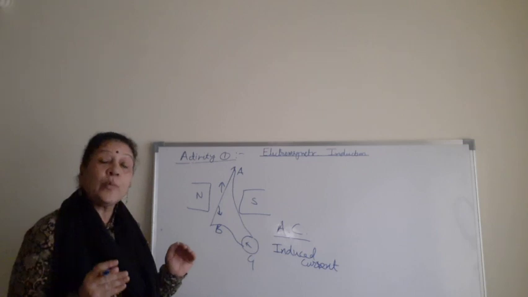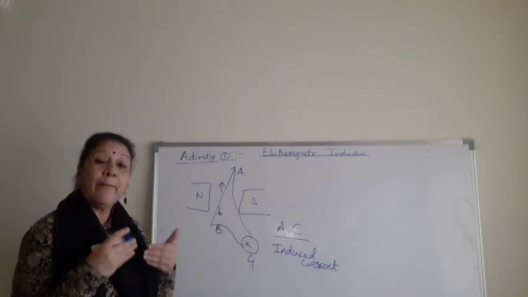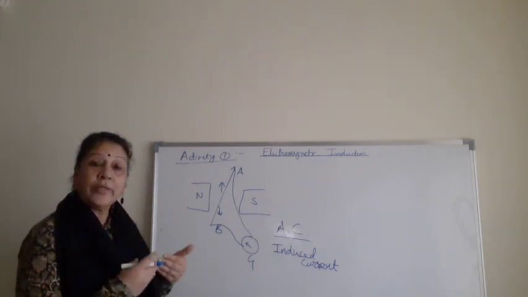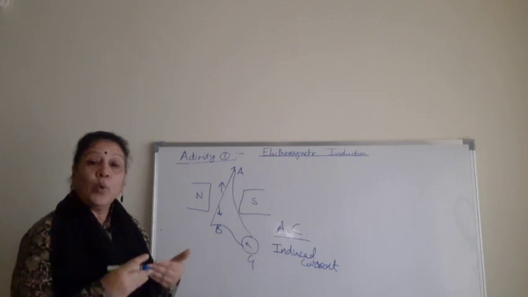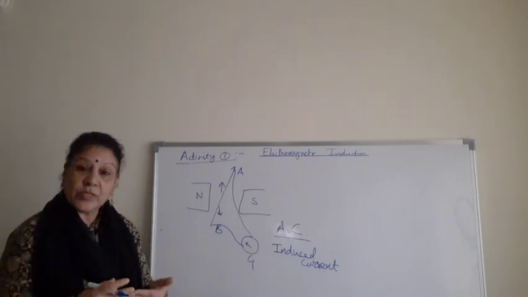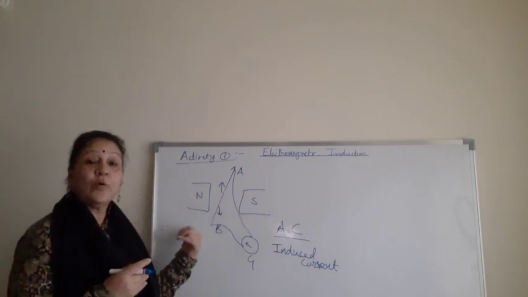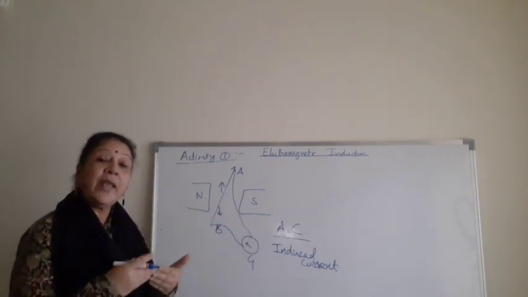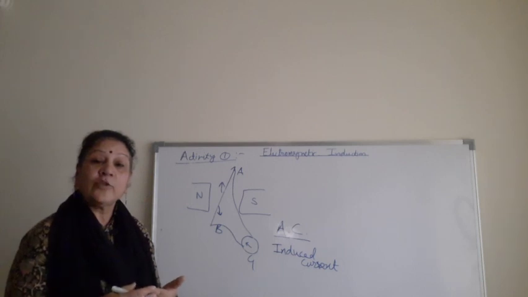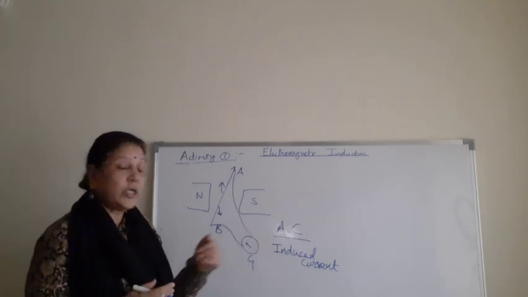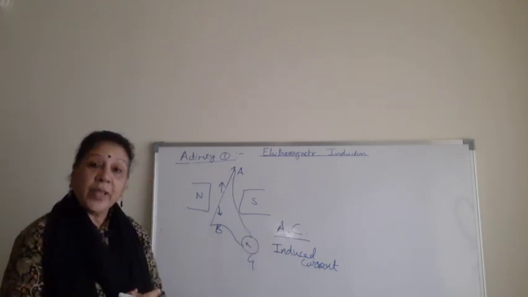So there has to be a relative motion between the magnet and the wire or the conductor. Then only the induced current is produced. So there has to be a relative motion. Here the magnet is fixed, only the wire is moving. Then we can show or demonstrate the electromagnetic induction and the production of induced current.